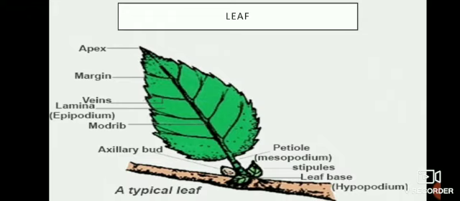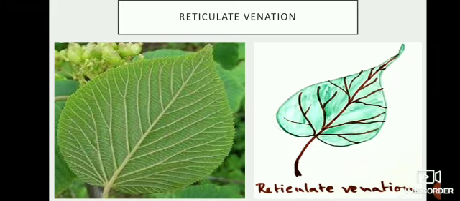Now we again discuss all the parts of a leaf. It is having apex, margin, midrib, veins, veinlets, and it is attaching to the stem with the help of a petiole. These are the parts of a leaf. Let us go to the venation of it. Now, what do you mean by venation?